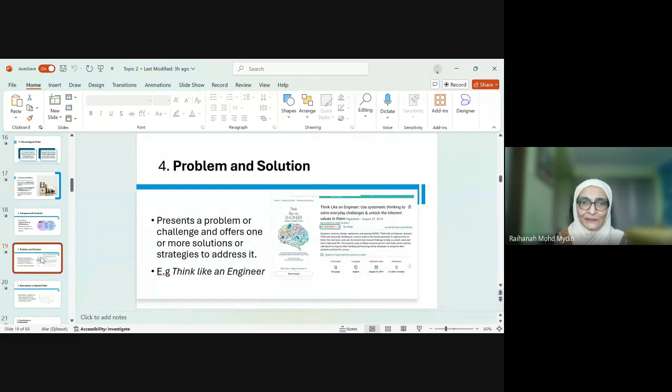Another one is problem and solution. Maybe there's a problem that is being introduced in the text, and the text also provides a solution. So I was thinking about this book. I remember reading this a while ago, by Prof. Mushtaq Al-Latabi, Think Like an Engineer. It suggests a problem: if you are an engineer, or if you're doing something else and you want to think like an engineer to solve your problems, how can you go about doing that? So this book was written with that kind of model.